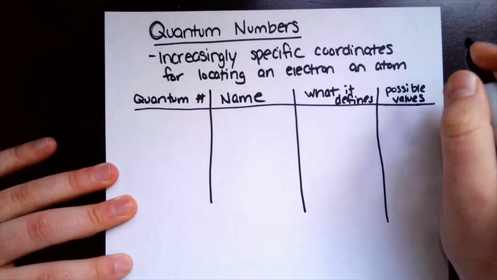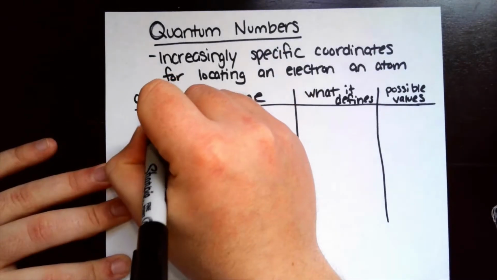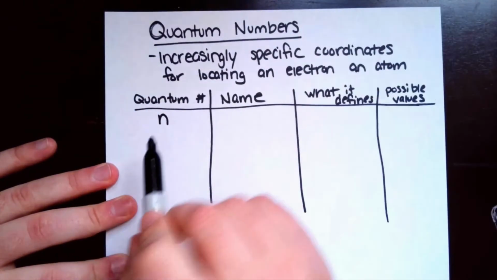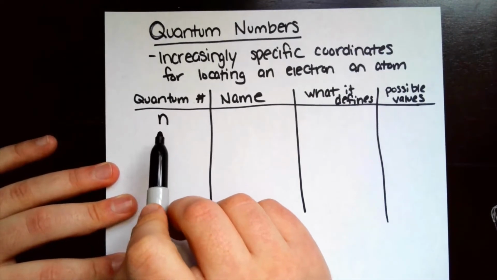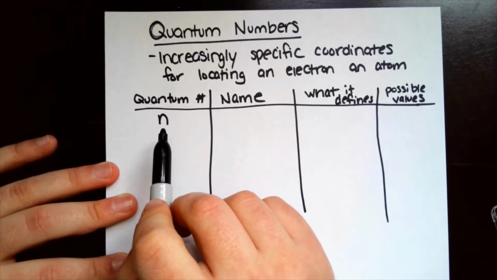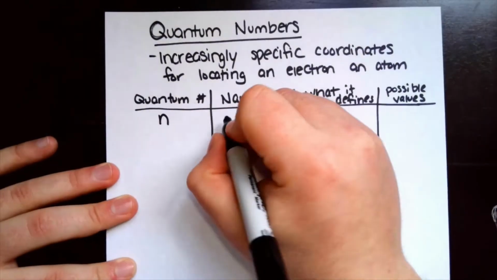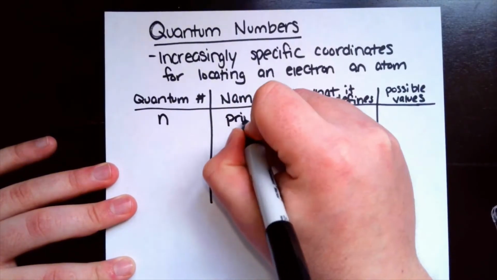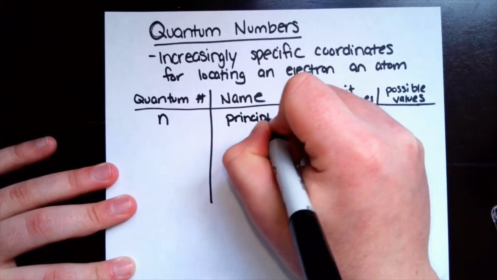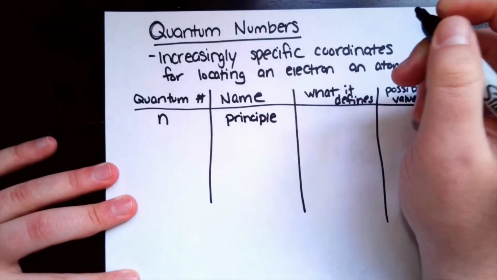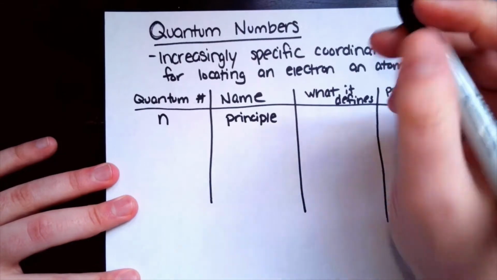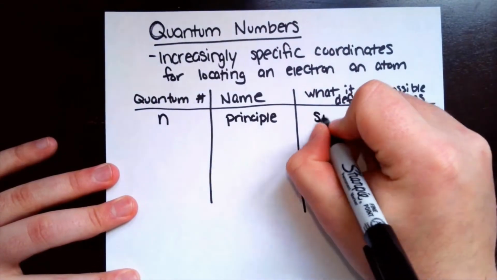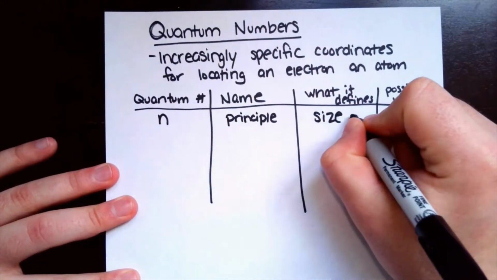Okay, so the first quantum number is represented by the letter n, and this is what I alluded to last video at the end when I was talking about the Rydberg equation. This is your n. It's called the principal quantum number, and it tells you what shell, what energy level you're in. So it defines the size of the shell.